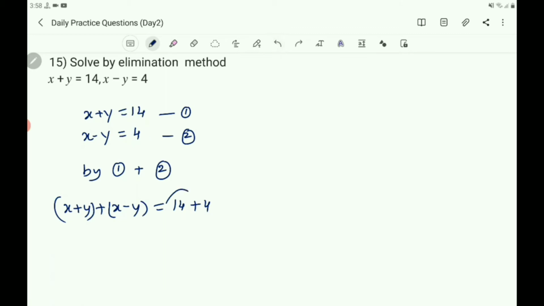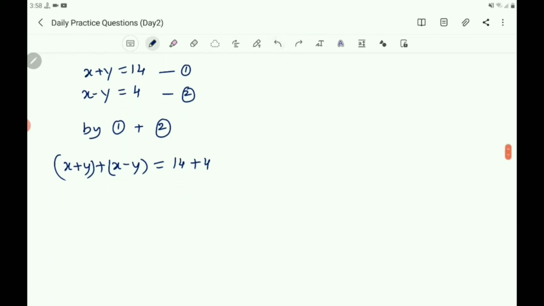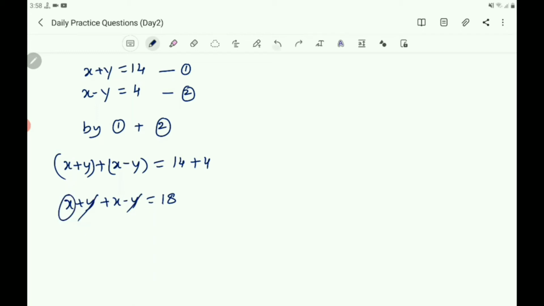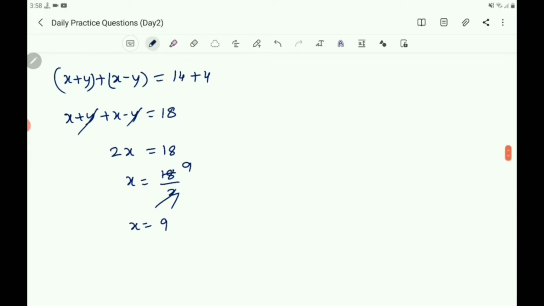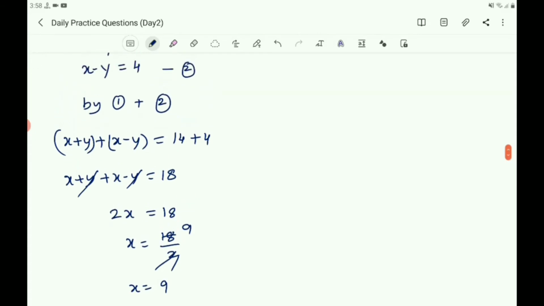Here you got 14 plus 4, then x plus y plus x minus y. If you open the bracket, 14 plus 4 becomes 18. Now you can cancel plus y and minus y. So you can add x and x. What is the sum of x and x? x plus x is 2x equals 18. Then you solve for x. x equals 18 by 2. Two nines are 18, so x equals 9. Here you got the value of one variable.